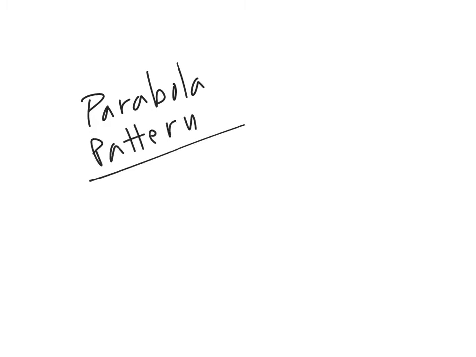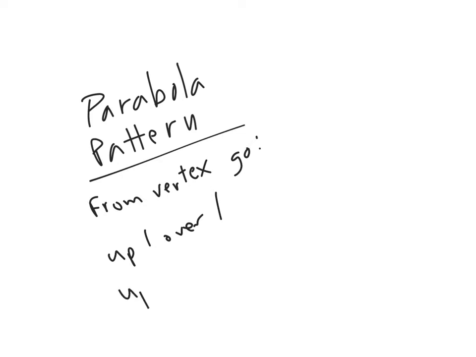This is the parabola pattern. This is very important. Okay? Because every parabola follows this pattern. Even when we put that x term on there, it still follows it. And then there's some other things that happen that change the pattern slightly, but we're still able to use the pattern. So from the vertex, you go up 1 over 1, or down, if it's a negative, right? And up 4 over 2, okay?